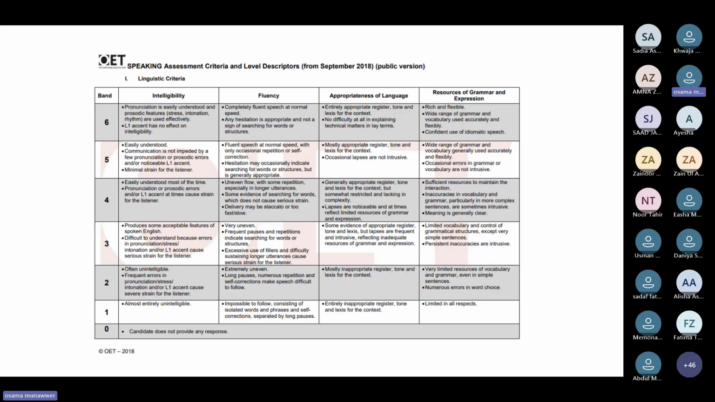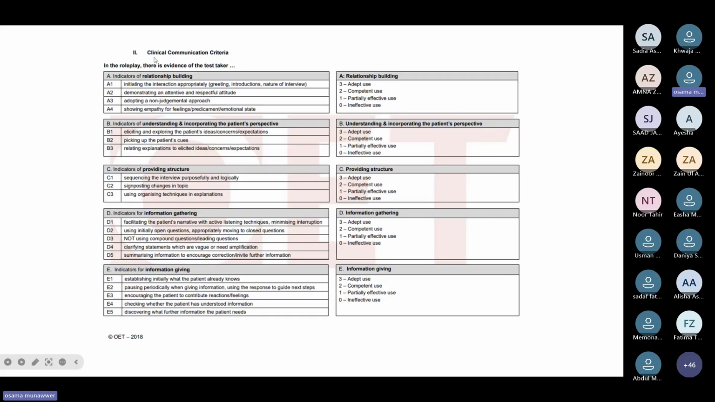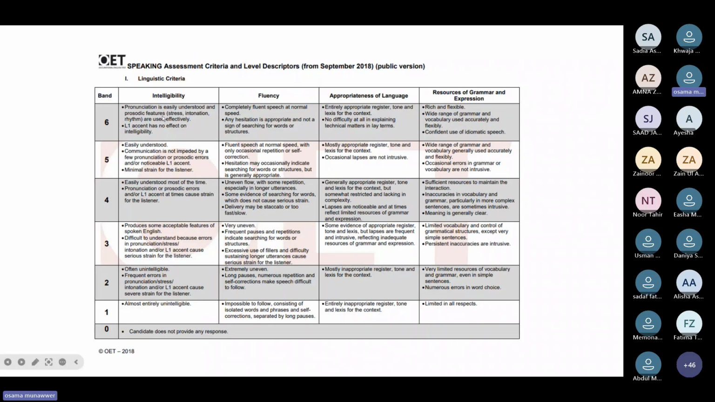So this thing is basically they have 2 criteria. एक उनका linguistic criteria होता है, and एक उनका clinical criteria. I'm not going to go through the entire thing because it's going to take up a lot of time. But I'm just quickly going to go over the highest band, band 6, what they're looking for. So the pronunciation is easily understood, and prosodic features are effectively used. Accent has no effect on intelligibility.